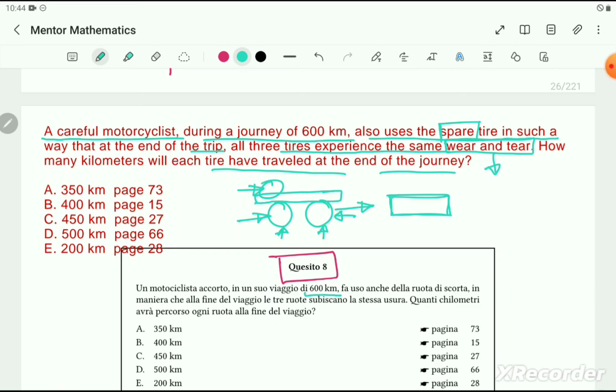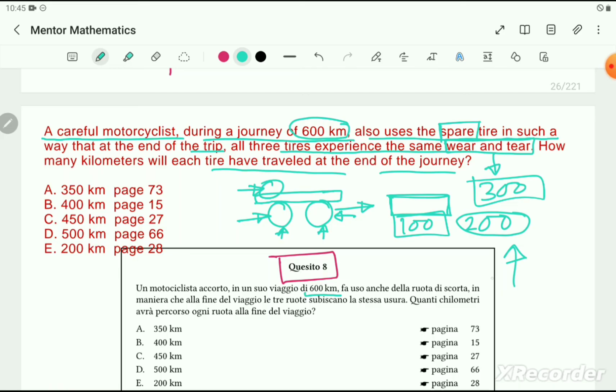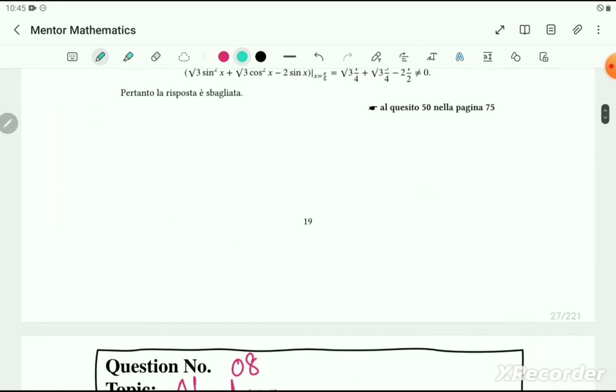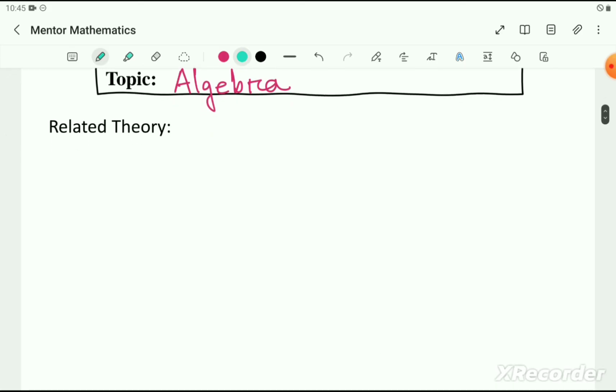For example, it could be 100, it could be 200, or it could be 300. We don't know. But some of you simply say, oh, it should be 200 because the total distance is 600, then it would be simply 200, but actually not. Let's discuss it in detail, then you will understand.